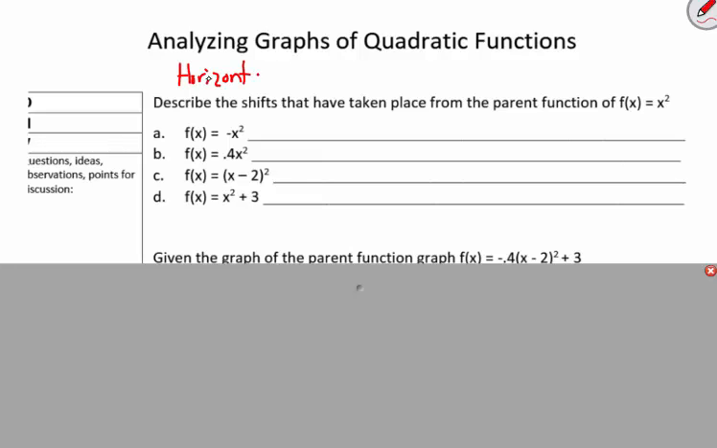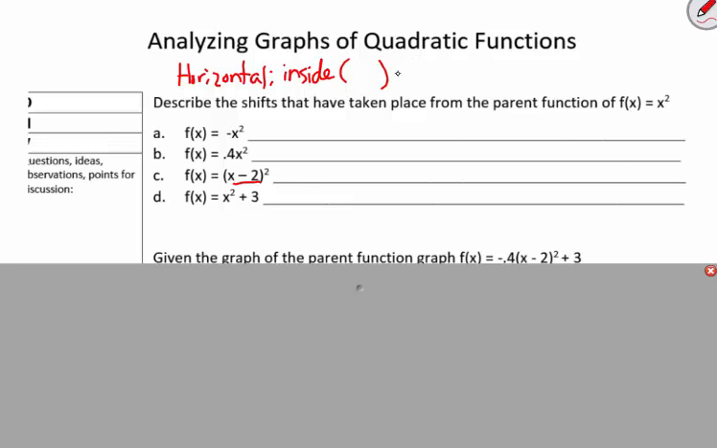Every single thing that's representing horizontal is inside parentheses. Every single thing. So no parentheses, vertical. Inside parentheses, horizontal. Outside of parentheses, or no parentheses, vertical. So the only one out of A through D, which is horizontal, is C. So that's your first thing.